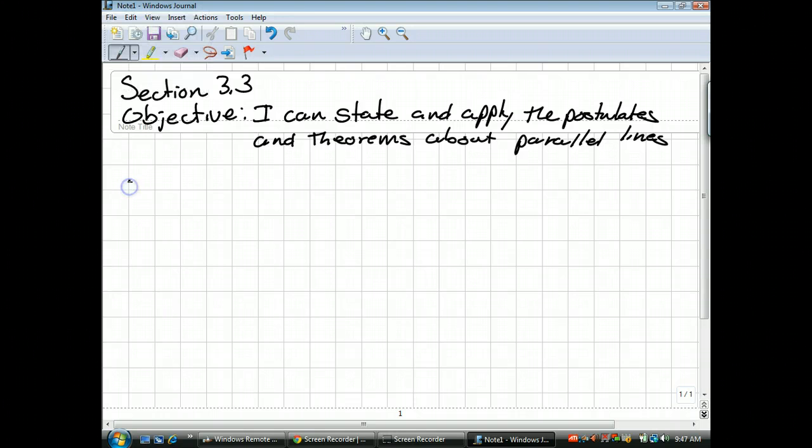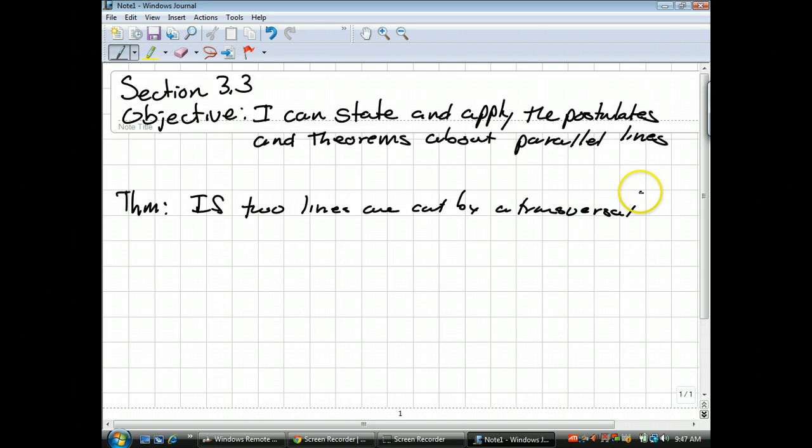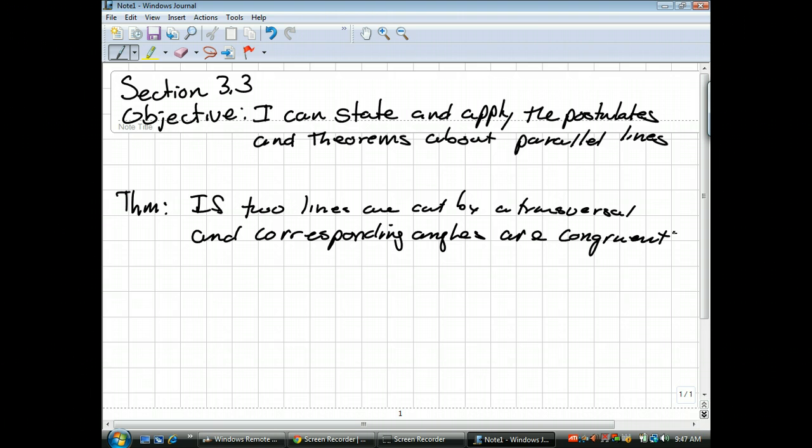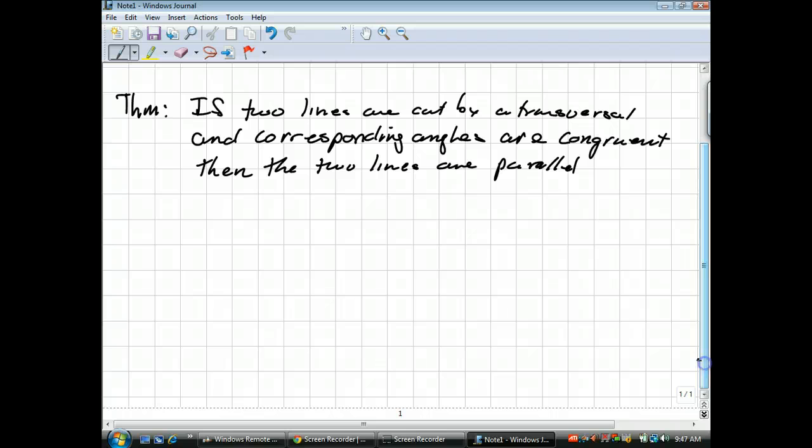Okay, so our first theorem today is if two lines are cut by a transversal and corresponding angles are congruent. Okay, so you have two lines cut by a transversal, and you know that the corresponding angles are congruent. Then the two lines are parallel. So the first way to prove that two lines are parallel is to find corresponding angles congruent.